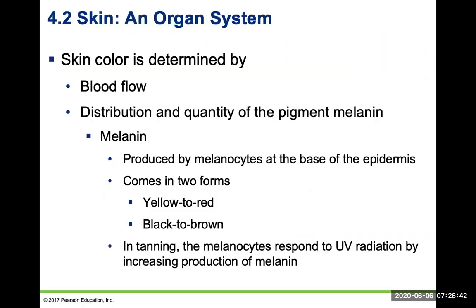Skin color is determined by blood flow, so the amount of blood that is flowing through that dermis layer, and then the distribution and quantity of the pigment melanin. And melanin is produced by melanocytes at the base of the epidermis. It comes in 2 forms. It can be yellow to red or black to brown. In tanning, the melanocytes respond to UV radiation by increasing the production of melanin. We all have the same relative number of melanocytes and melanin, but the different ratios of these two forms are what give us different skin pigmentation.